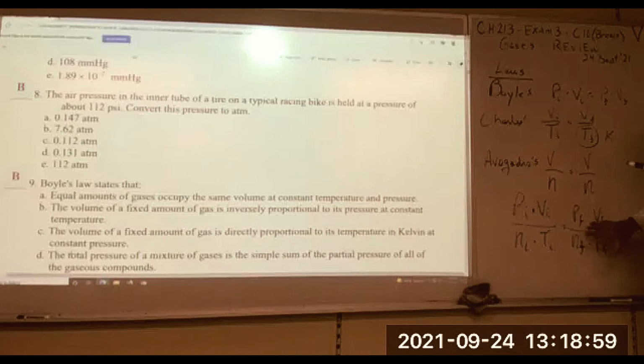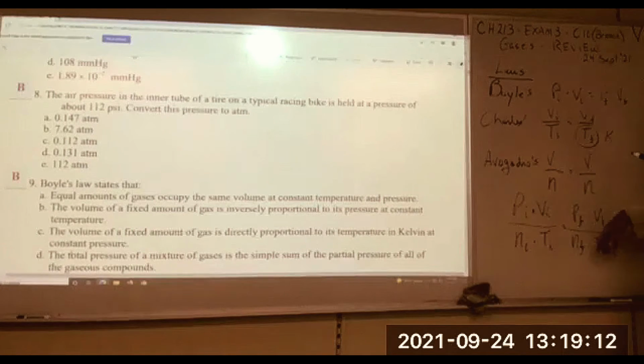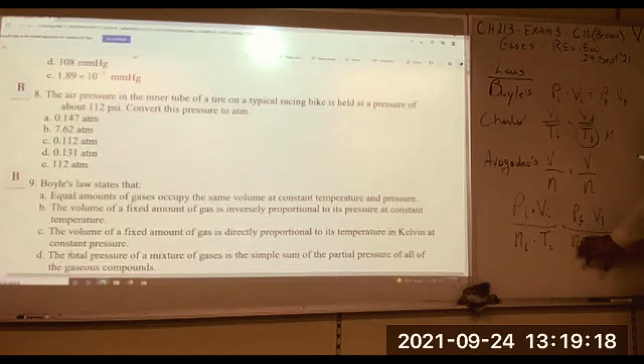Or if you say this is your starting place, suppose the volume is held constant. If the volume is constant, then that term drops out. And all you need is the other variables. Or if moles is constant, that term drops out. Okay.